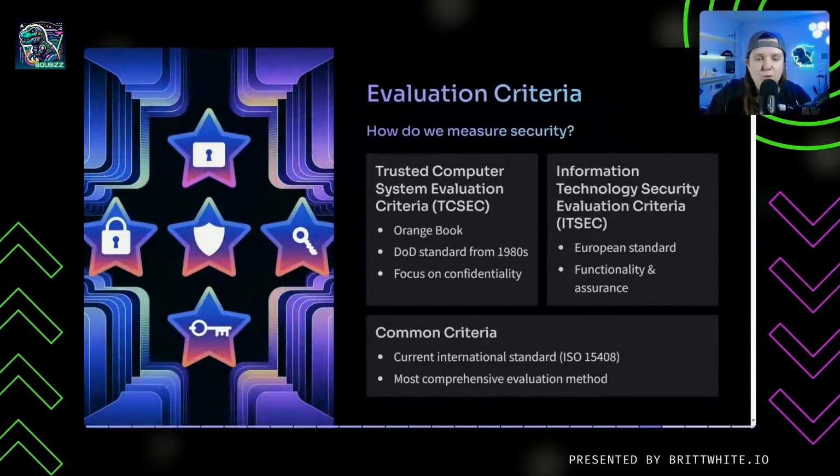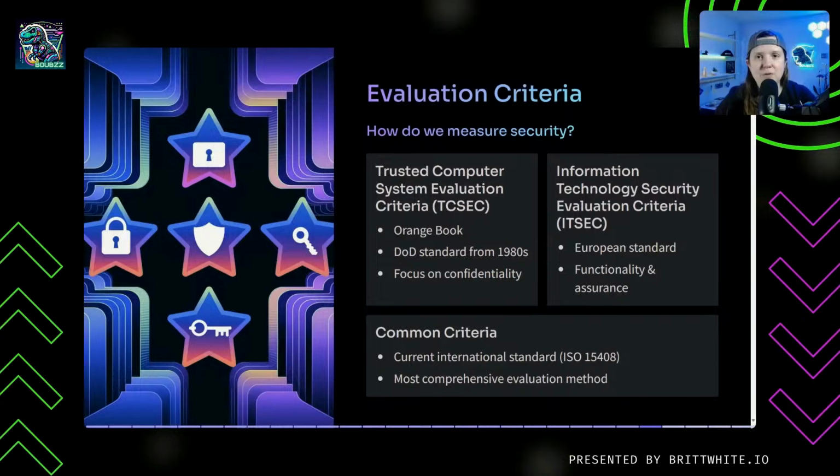Let me tell you about something really important in our field: how we actually measure and evaluate security. Think of this like a report card for security products. We have these evaluation systems that help us figure out just how secure different products really are. These evaluation criteria give us a common language and framework to compare different security solutions. It's like having a standardized test. It removes any marketing bias and helps organizations make smart choices about what to buy and helps them trust what vendors are claiming about their products.